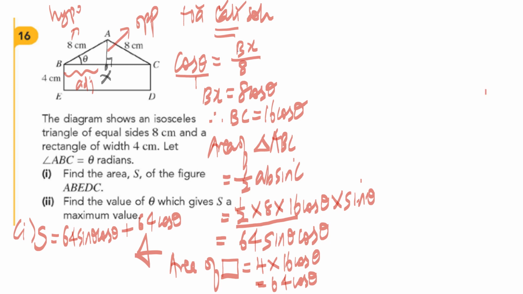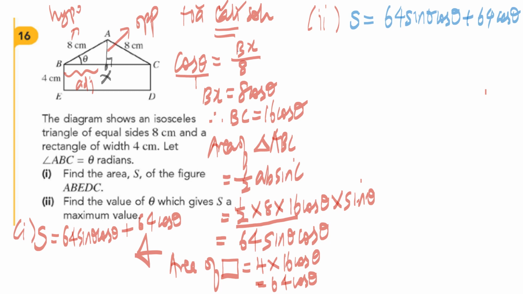So for part 2, you're asked to find the values of theta which give S a maximum value. So for a maximum or minimum value, the concept is the same as finding a maximum point or minimum point. So maximum point and minimum point are stationary points. So the concept involving stationary points is that every time you need to find a stationary point, you let dy dx equal to 0. So from what you found in part 1, S is equal to 64 sine theta cosine theta plus 64 cosine theta.